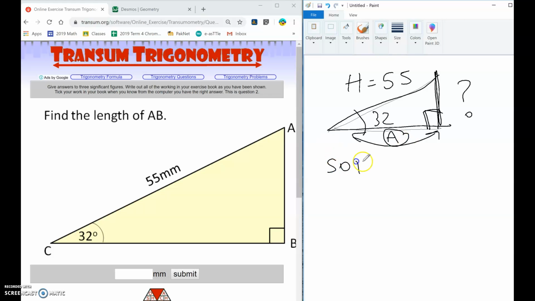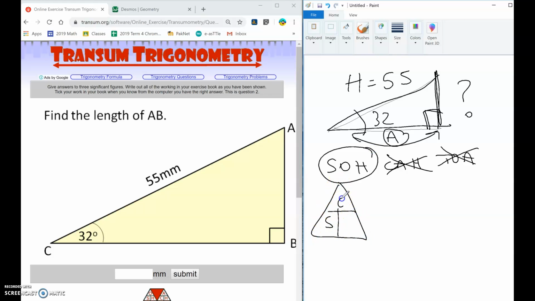So if we go SOH CAH TOA, then the formula that's got A in it's no good to us. So we're going to use this one. Now we're trying to find the opposite.